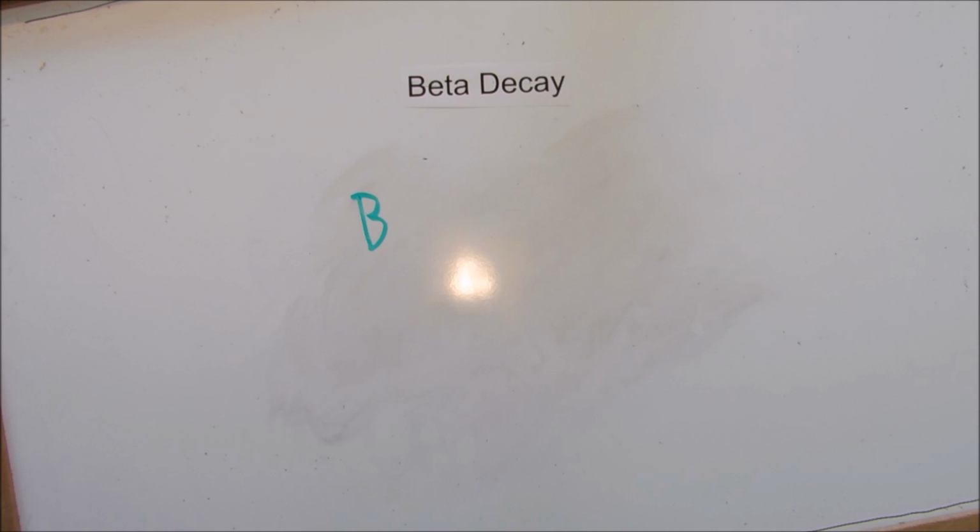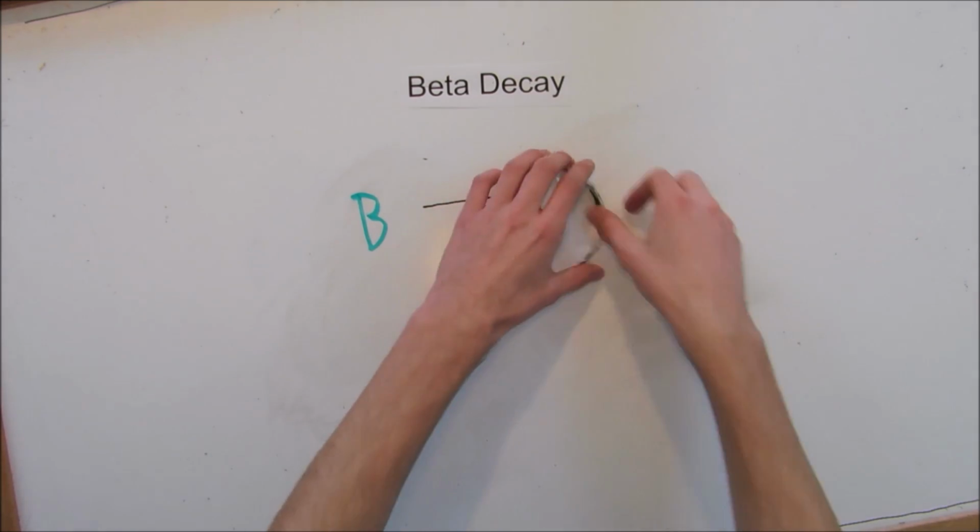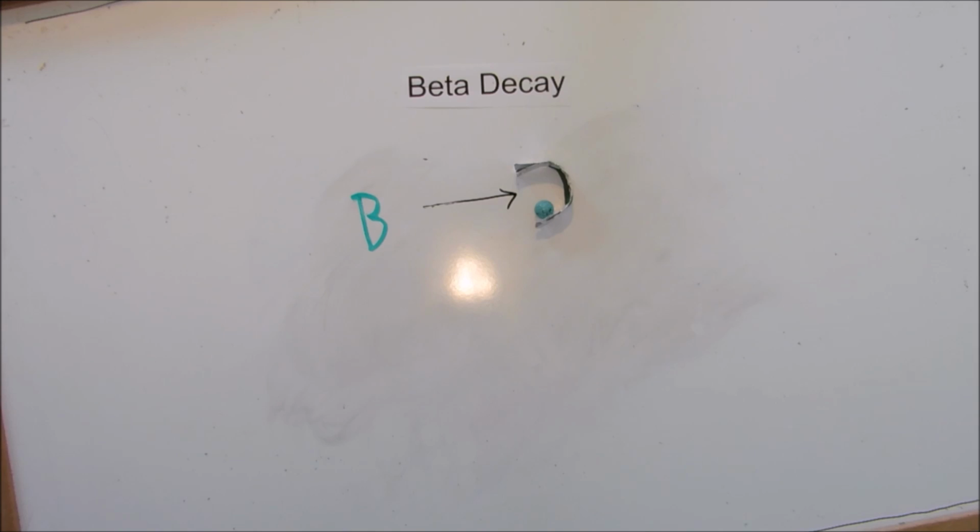Beta particles travel faster than alpha particles and carry less charge, 1 electron compared to the 2 protons of an alpha particle, and so interact less readily with the atoms and molecules of the material through which they pass. Beta particles can be stopped by a few millimeters of aluminum.